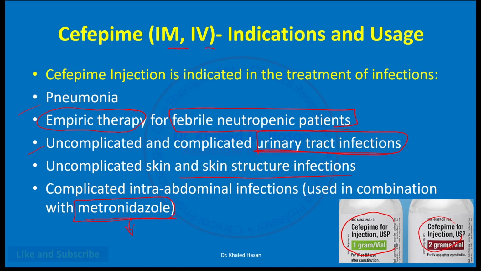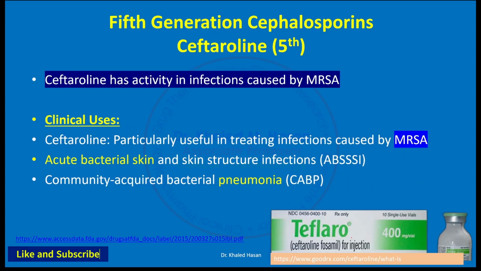So cefepime IM/IV is used for pneumonia, empiric therapy, urinary tract infections, complicated and uncomplicated skin infections, and intra-abdominal infections in combination with metronidazole. Available IV and IM. As you can see here, we can prescribe it to the patient IV or IM. Okay, fifth generation cephalosporin here.